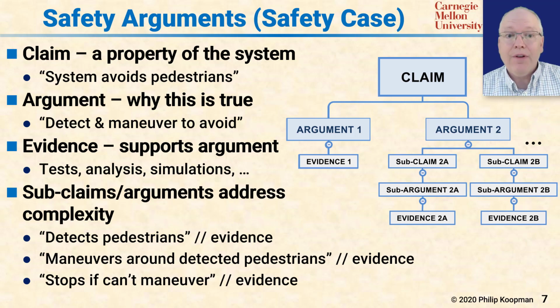Well, we have to break it down. We detect pedestrians. Here's our evidence that we detect pedestrians. We maneuver around them once they're detected. There's our evidence for that. And then, by the way, sometimes you can't maneuver around, so we stop if we can't maneuver, and there's evidence that that works.